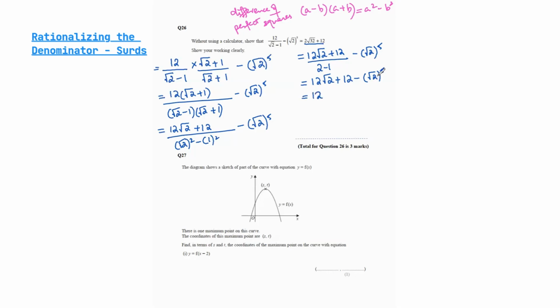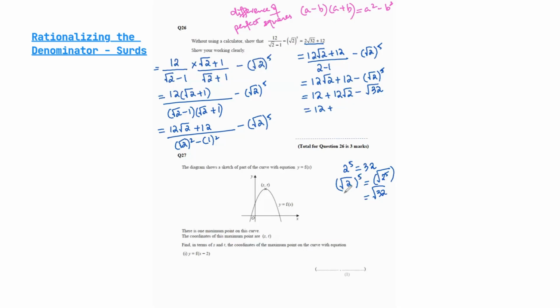So let me rewrite this root 2 to the power 5 as root of 32. Now, how did I come up with that? 2 to the power of 5 is 32. So if it's root of 2 whole power of 5, that's the same as root of 2 to the power of 5, which is the same as root of 32. So I'm just rewriting this in a different way.